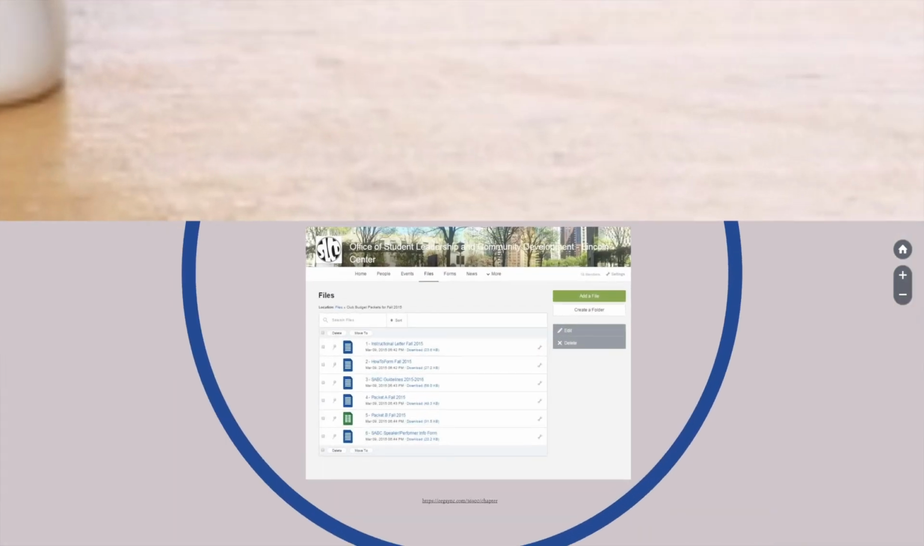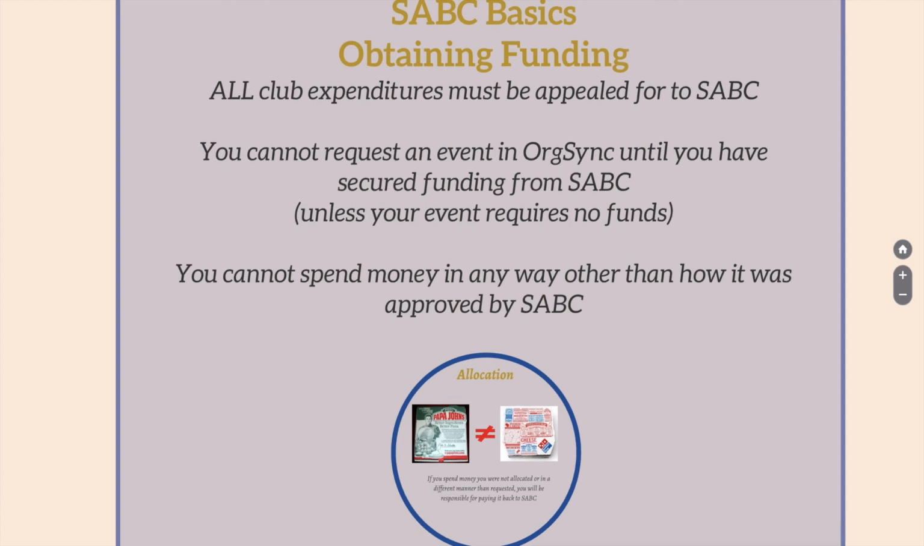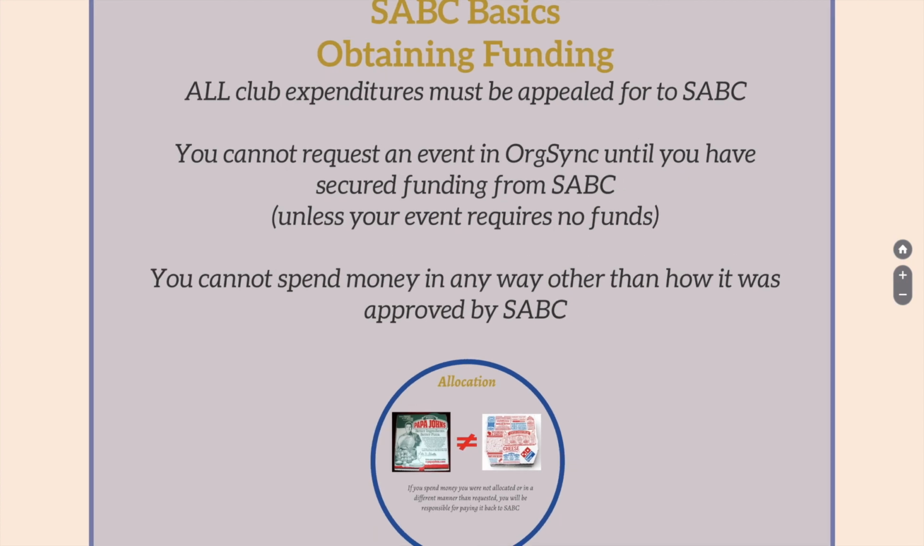All budgets are located in the Files tab. You can find them here in your club portal on OrgSync. All club expenditures must be appealed for to SABC. You cannot request an event in OrgSync until you have secured funding from SABC, unless your event requires no funding. You cannot spend money in a way other than how it was approved by SABC.